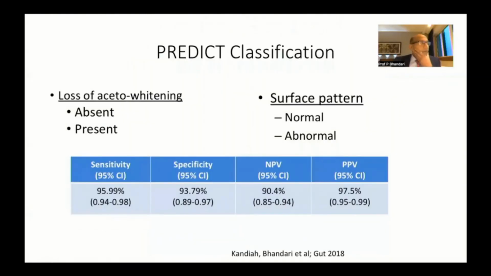So we published a very good classification called PREDICT in Gut a few years ago, and I would strongly recommend that you use that in your practice.